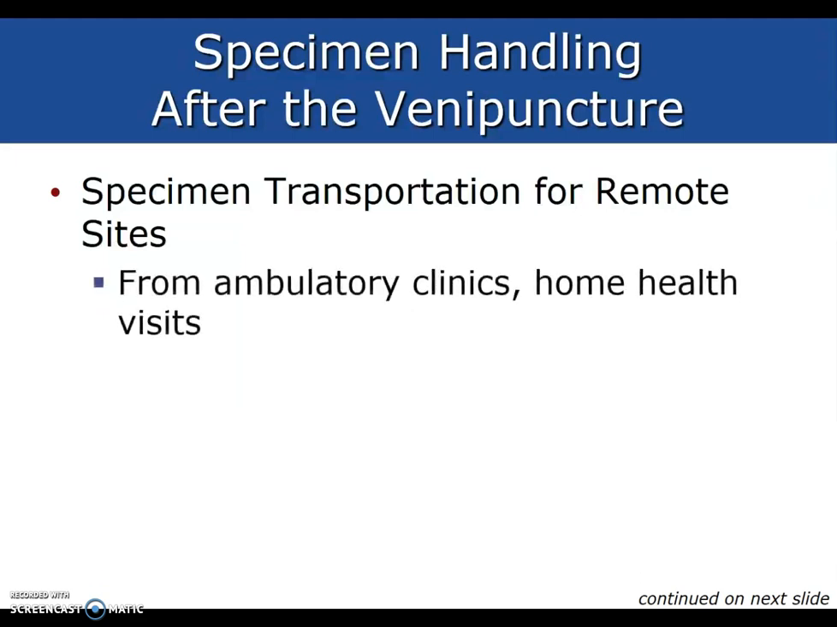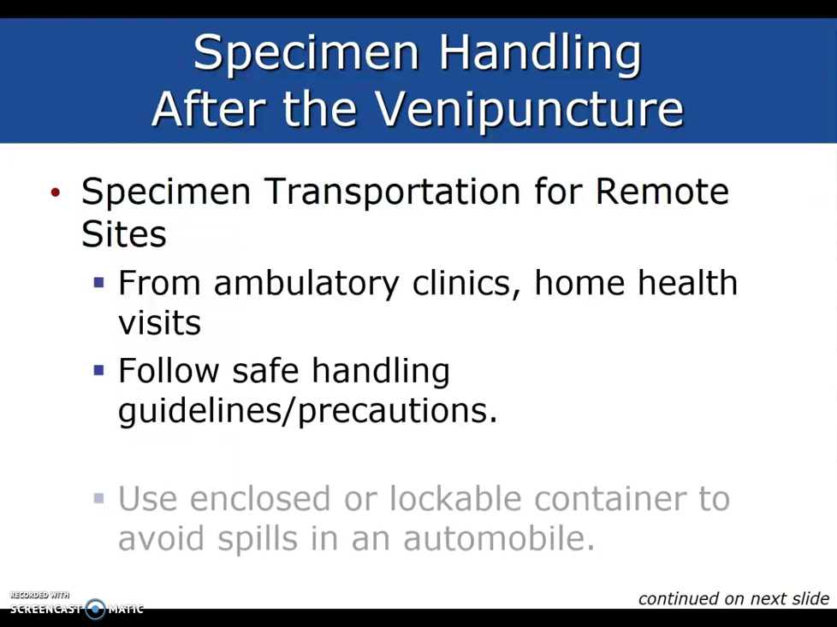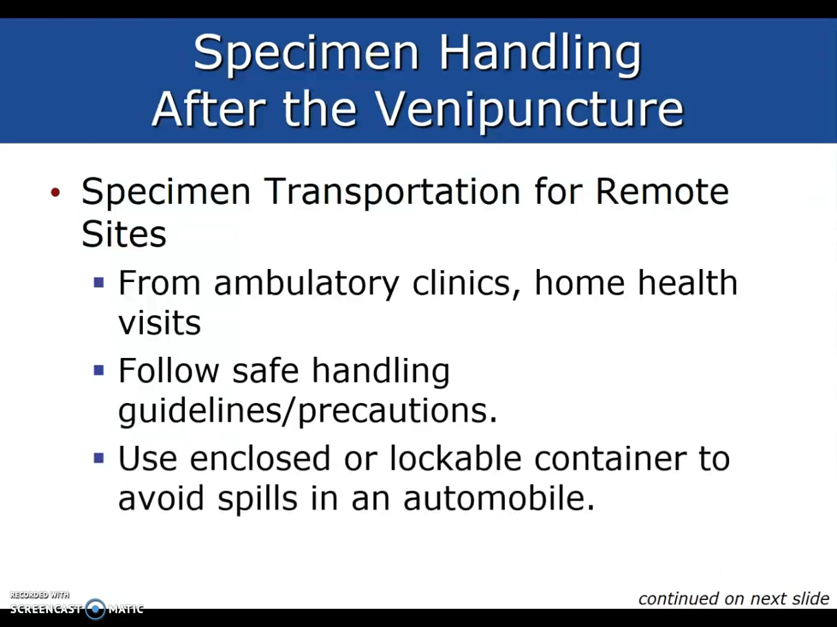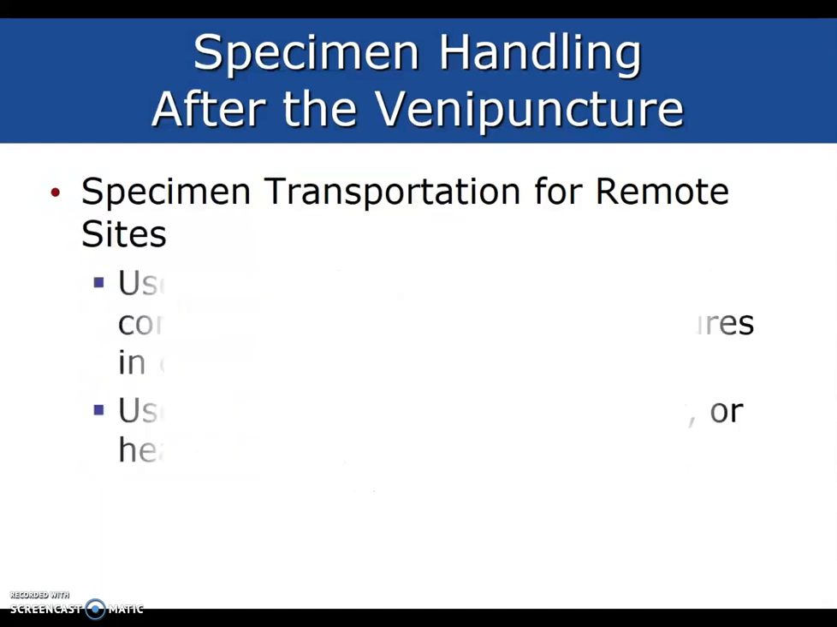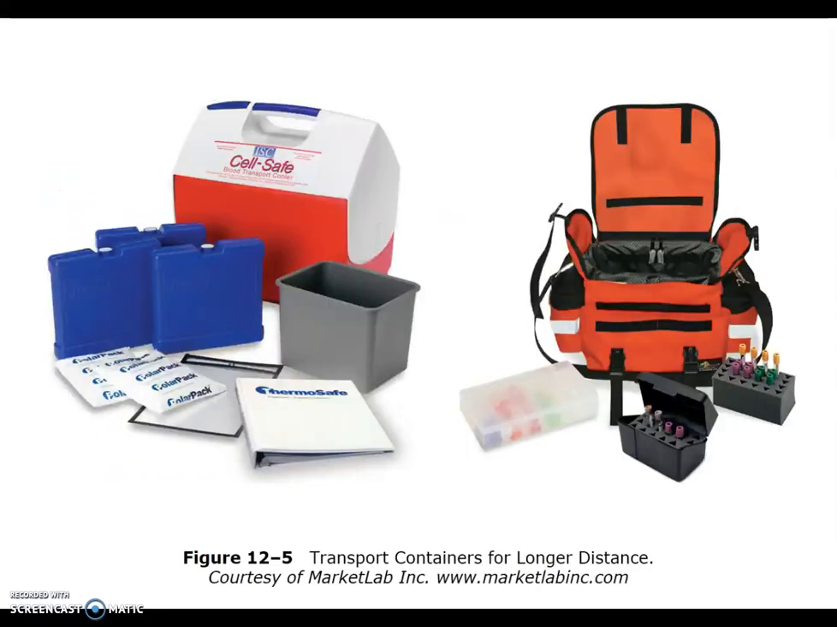Specimen transportation from remote sites. Please be aware that there might be special guidelines and precautions, and we use an enclosed or lockable container to avoid spills in the automobile. Please review this slide on your own. This is some transportation containers for longer distance. As you can see here, there's foam blocks in these to prevent the tubes from breaking.